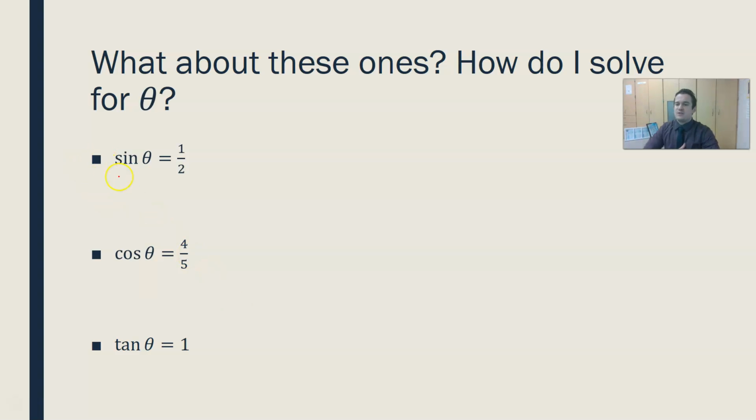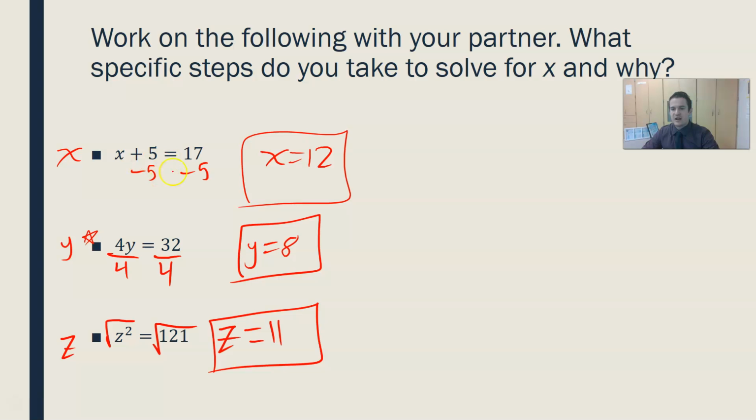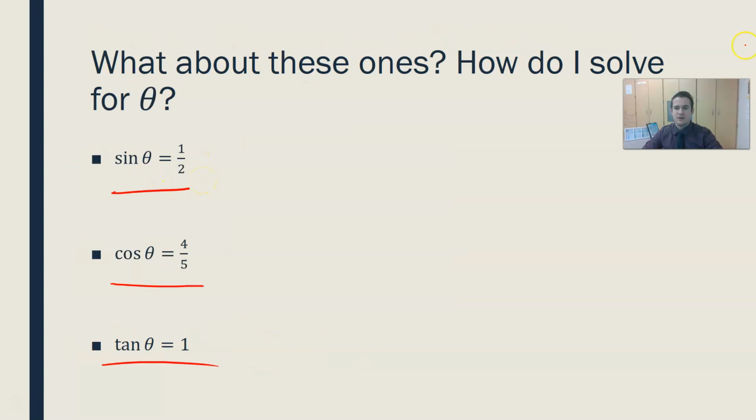So, in examples like this, sine of theta equals 1/2, cosine of theta equals 4/5, tangent of theta equals 1. In each of these cases, how do I solve for theta? How do I undo sine, cosine, and tangent? Well, the way that I undo sine is with the inverse sine. So like before on this problem right here, I subtracted 5 on both sides. To get rid of the sine here, I'm going to take the inverse sine on both sides.